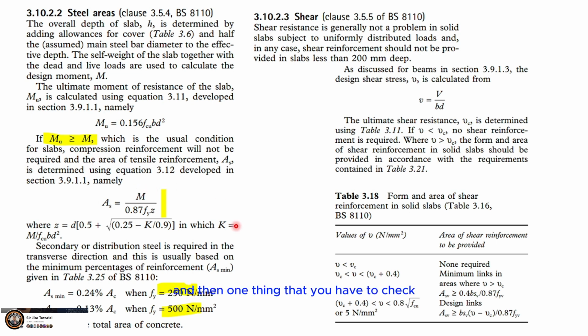One thing that you have to check after calculating As is the minimum requirement of your As, or the area of the steel. If you're using fy of 250, you only need 0.24% of Ac, or the area of the concrete. The area of the concrete is just the thickness times the width of the slab, and we mostly consider just a 1 meter width of the slab. Then you have 0.13% if your fy is equal to 500.